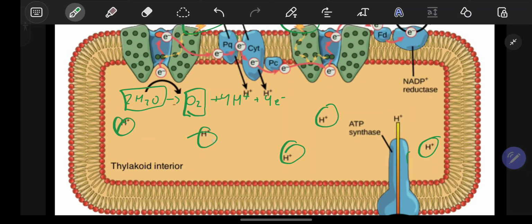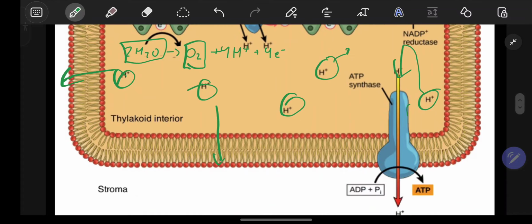get out. But since they're polar, despite being super small, they cannot cross the phospholipid bilayer, because as we know, only small non-polar things can pass the bilayer. So the only way that these H pluses can get out is through the ATP synthase, which is like this protein right here. And the only way that H pluses can come out here and then reset kind of the gradient is if they go through the ATP synthase.